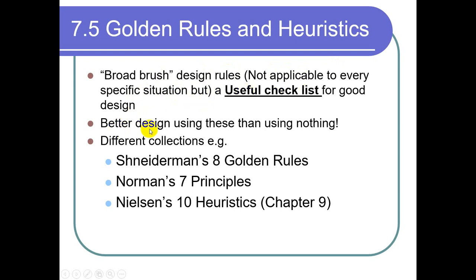Second, better design using these than using nothing. If you are not following any rule, then it is better that you use any of the rules that we are going to study soon. So we had better use this or this or this, or two of them, or anything, so that we are not saying that I used nothing. No, I used something that was given by some scientist, some computer scientist, some HCI engineer. So I have used those, and that is why I can say that my design can be a better design.